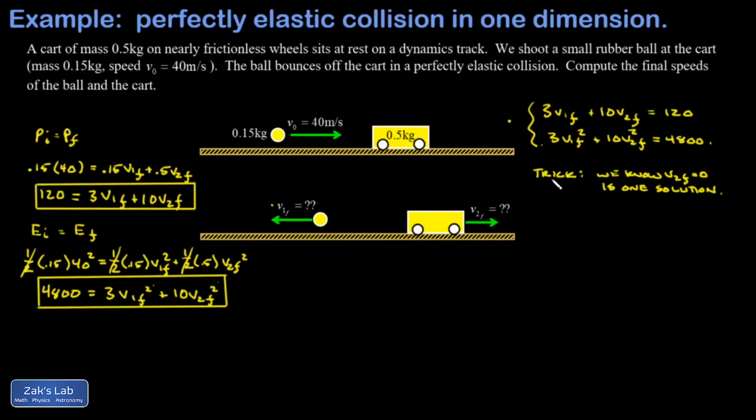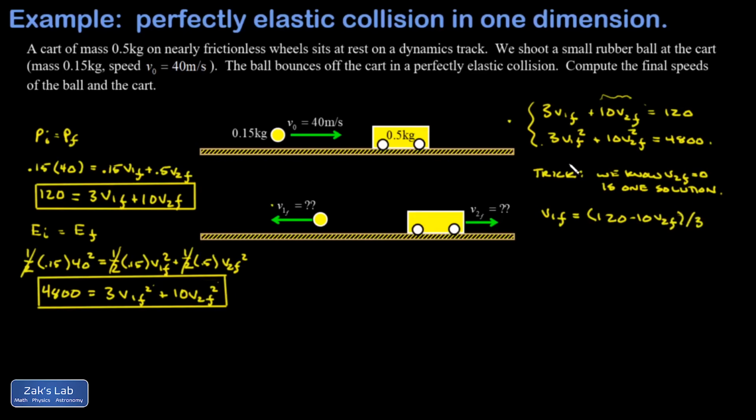So what I'm going to do is take my top equation and solve for v1 final. When I solve for v1 final in the first equation, I get 120 minus 10 v2 final, all divided by 3.